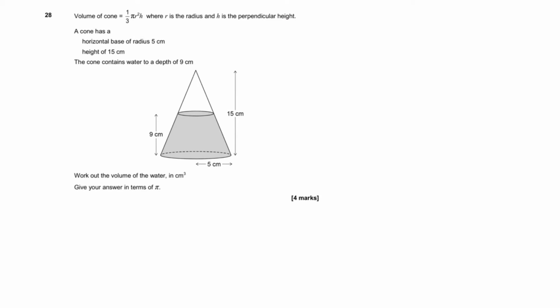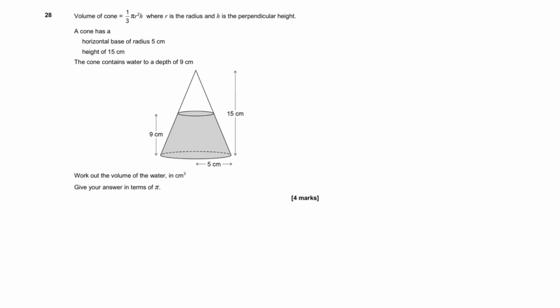So our next question says, a cone has a horizontal base of radius 5 centimetres and height of 15 centimetres. The cone contains water to a depth of 9 centimetres. Work out the volume of the water in centimetres cubed. Give your answer in terms of pi.